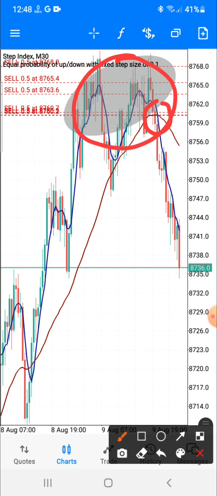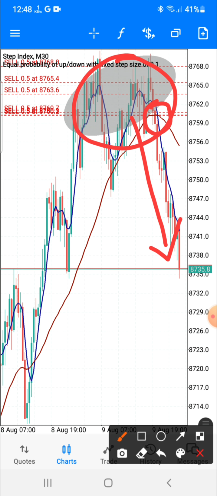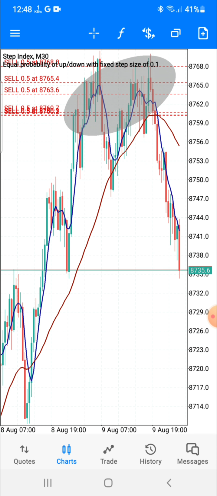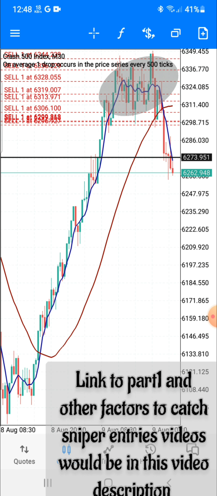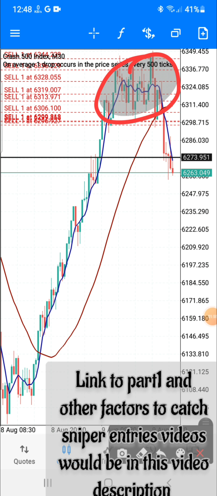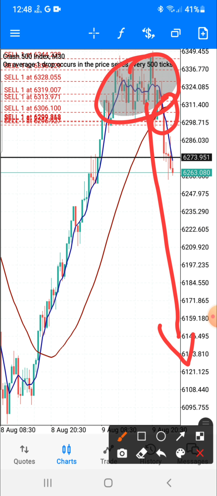Alright guys, now straight into the video, we are talking about sniper entries. That's purely price action. In part 1 I was putting emphasis on consolidation and market rejections, so we're going to talk more about that in this video. As you can see clearly there on the Step Index, it consolidated for a bit, and you can also see a double top chart pattern, clearly saying it's a sell, and you can see it's actually selling.